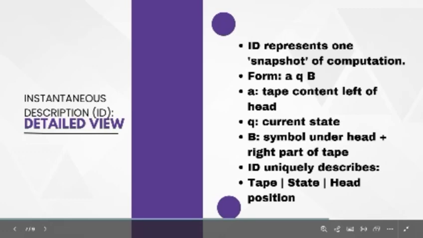We write an ID in the format alpha, beta, and gamma. Here alpha shows the tape content to the left of the head. Beta is the current state of the machine, and the last, gamma, shows the symbol under the head and everything to the right of it. This notation makes it easy to represent the machine's condition.